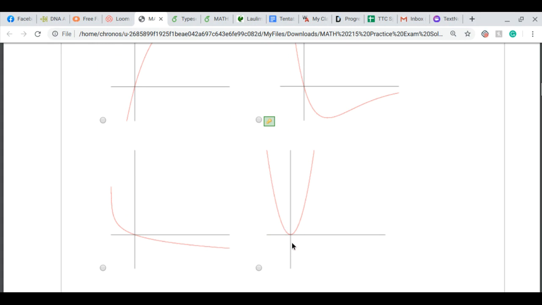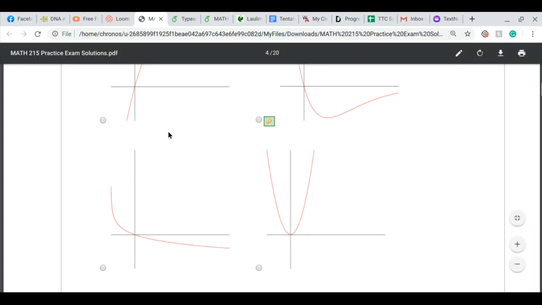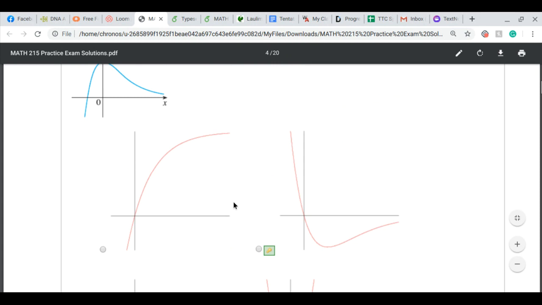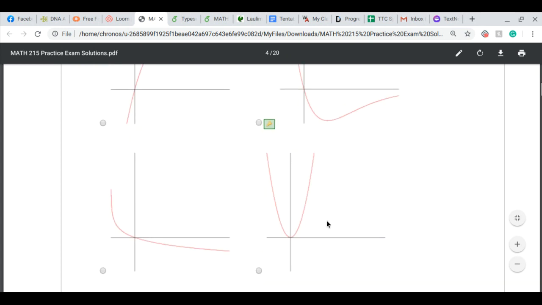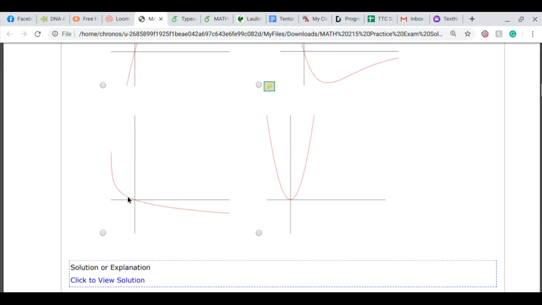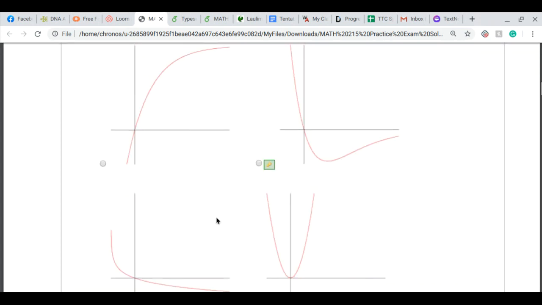And it also eliminates this choice, because in the first choice here, f prime is negative, where it should be positive. Here, it is positive, but it's also positive where it should be negative. So that leaves these two choices, this one and this one.